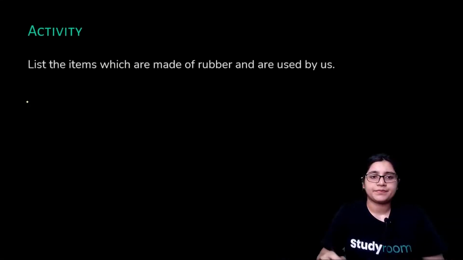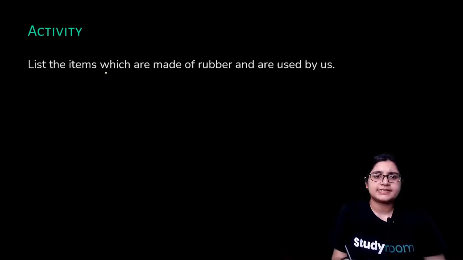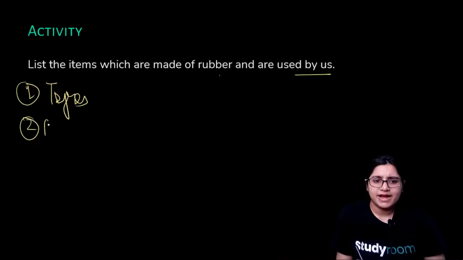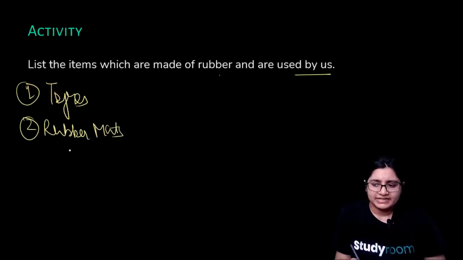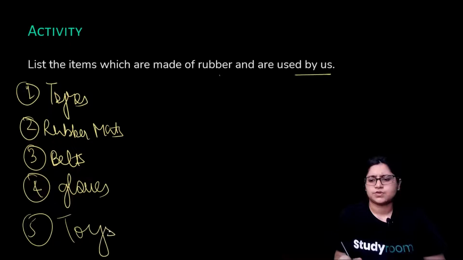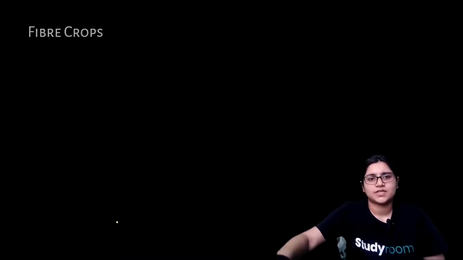Alright. So this is an activity. List the items which are made of rubber and are used by us. Of course, I can help you out with it. This is your activity. Tires. Rubber mats. Belts. Toys. Gloves. And what not. So here's a list.